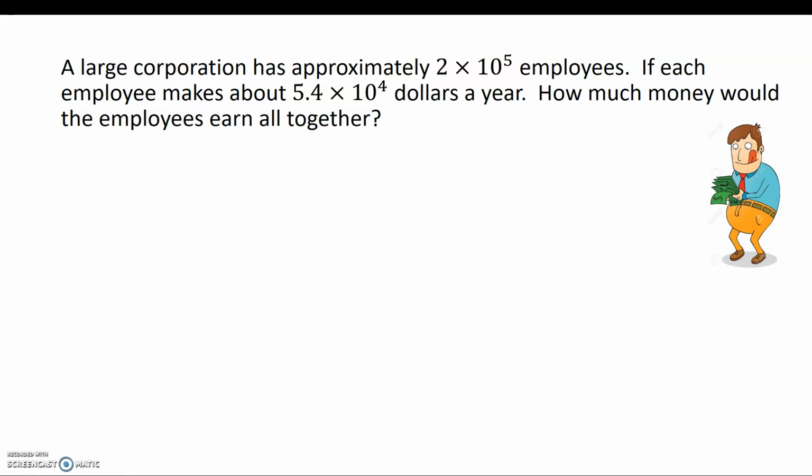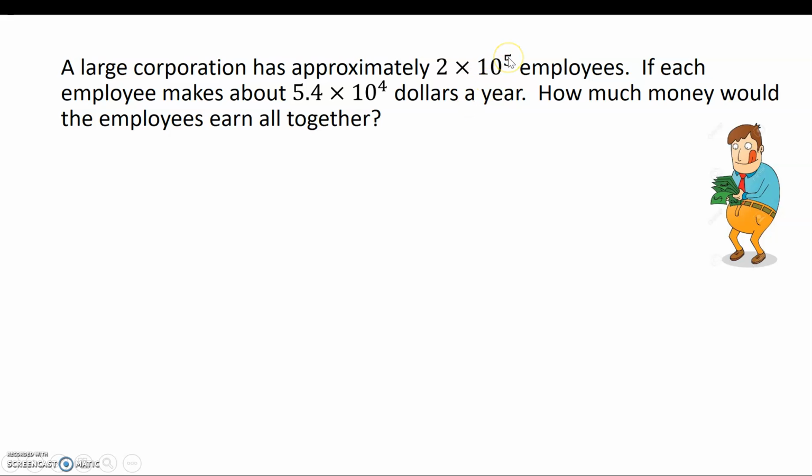sometimes when you see the scientific notation, it can be hard to figure out which operation you're going to need to use. But if I thought about it with just easy numbers, say a corporation maybe has 10 employees and each employee made, say, $5 an hour just to keep it easy. If you had 10 employees and they each made $5 an hour, then altogether that would be like $50 an hour. Again, because 10 employees making $5 an hour. So you would be using multiplication.